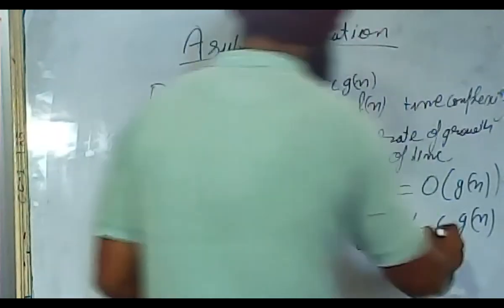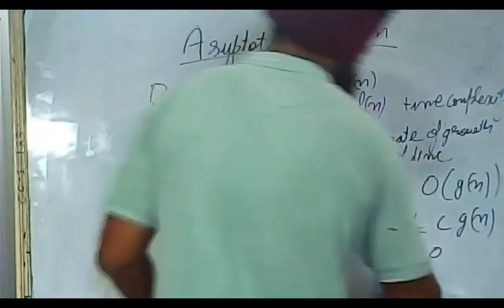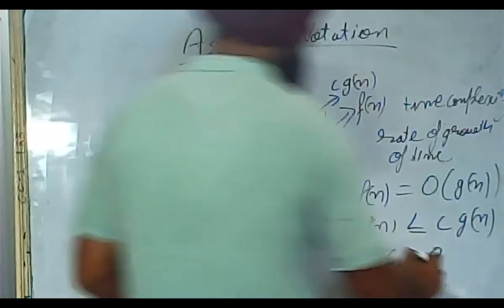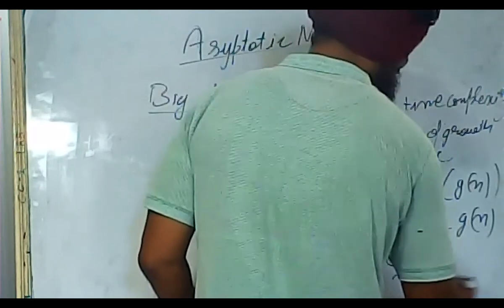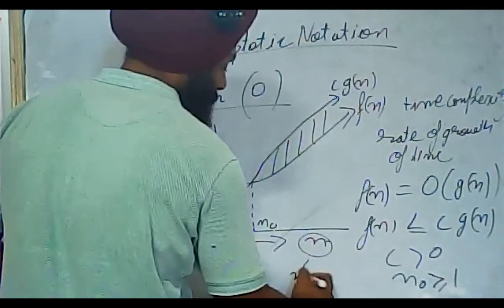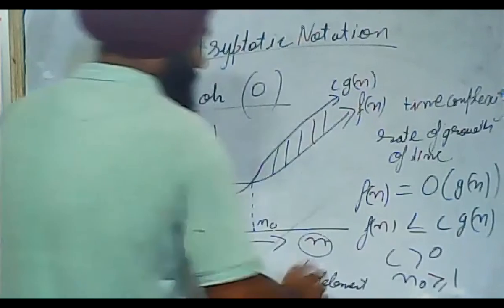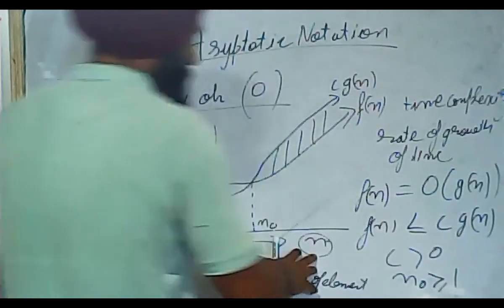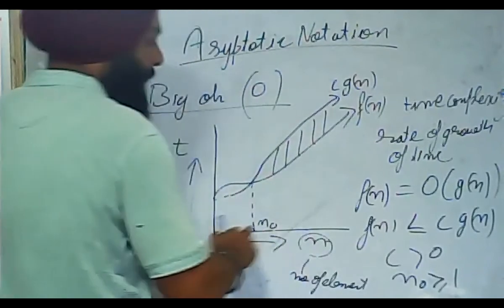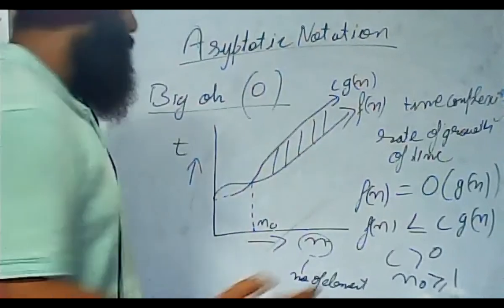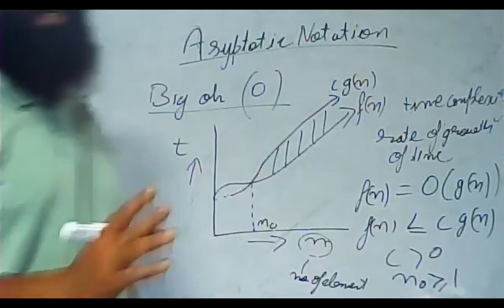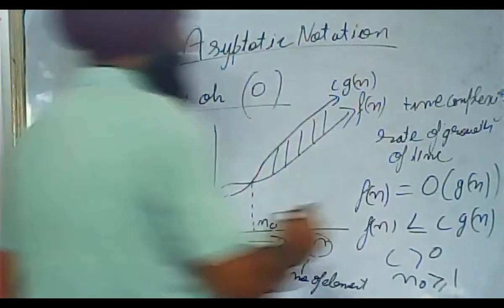C and n naught are real numbers, but n naught should be greater than or equal to 1. Why 1? I'll tell you. This n is nothing but the number of elements. Let's say I want to sort 5 elements, or search in 5 elements, so n will be 5. That is the input size, and input size cannot be 0. At least there should be one input for solving a problem. So after n naught, n should always be greater than or equal to 1, and then we can say the problem belongs to big O.